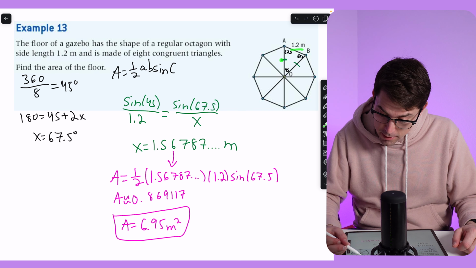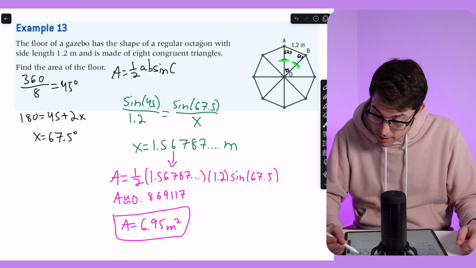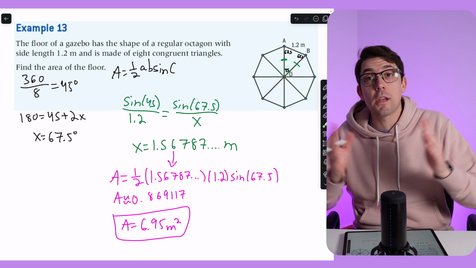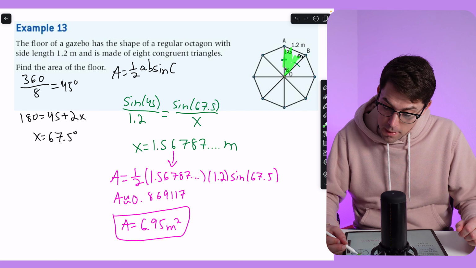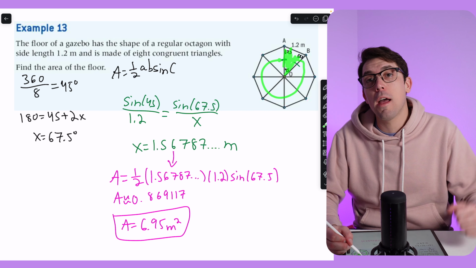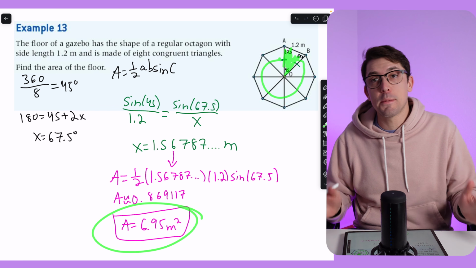Then once I found the side using the sine rule, I could use my area of a triangle formula using this side and this angle, or you alternatively could have used this side and this angle, because it sandwiches them. You'll get the same answer at the end, which gave me the area of this entire triangle here. Then I multiplied it by 8 to give me all 8 of the triangles in this octagonal shape, giving me my final area of 6.95.